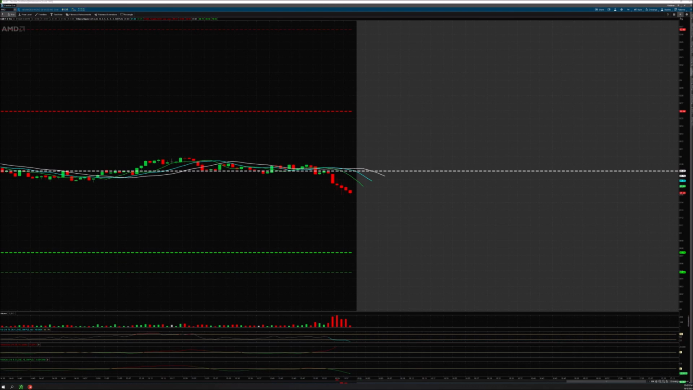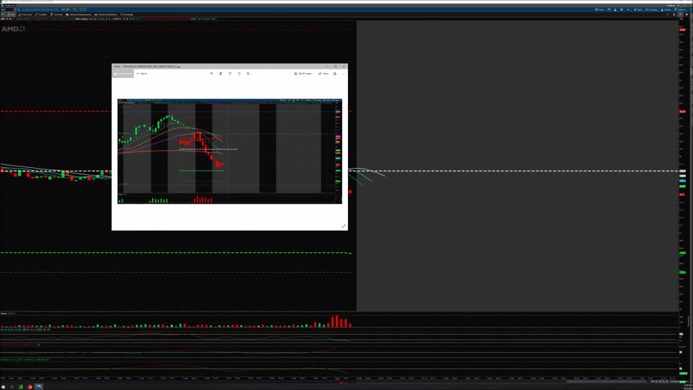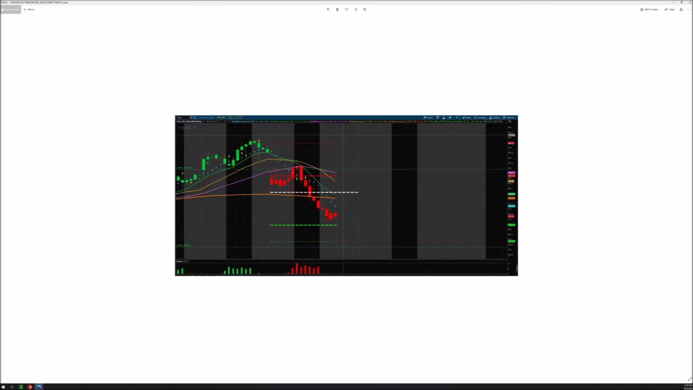All right, so let's see. I think this is the one. All right, so this is Tesla. See that white line there, and the green line there, and then the red line. You guys probably can't see because it's probably too small. But you see here, the green line, it got touched.